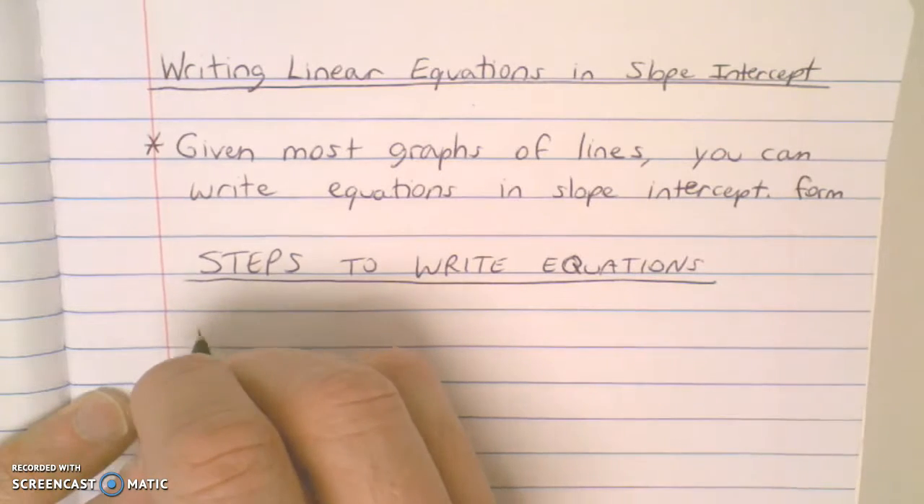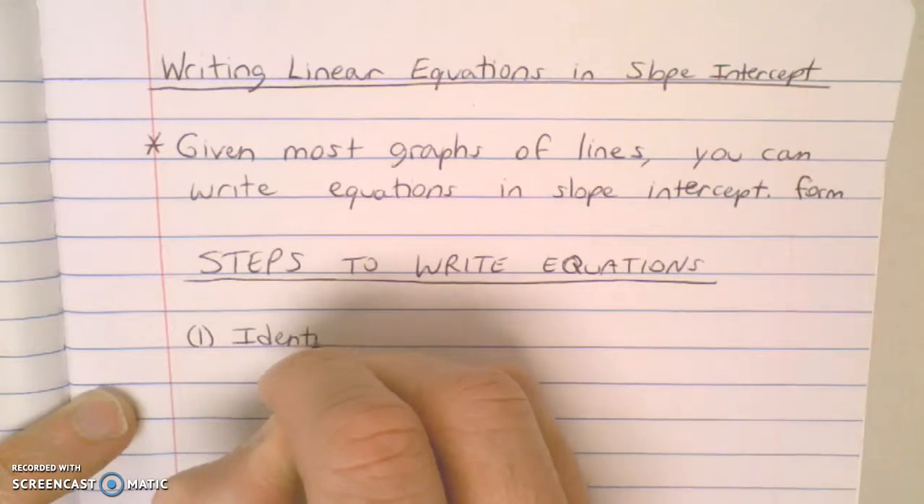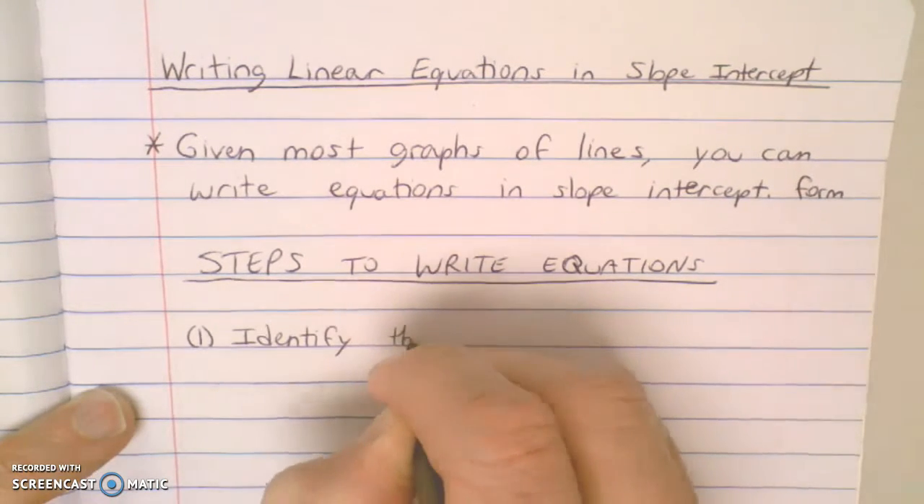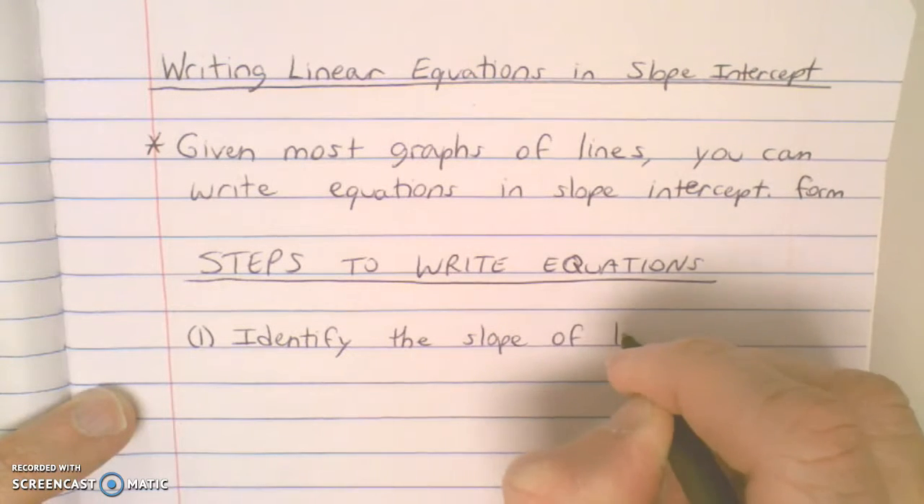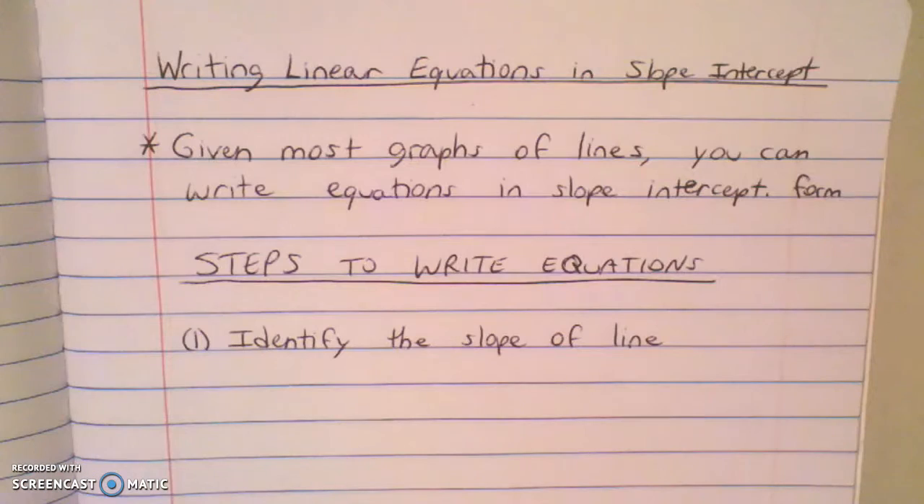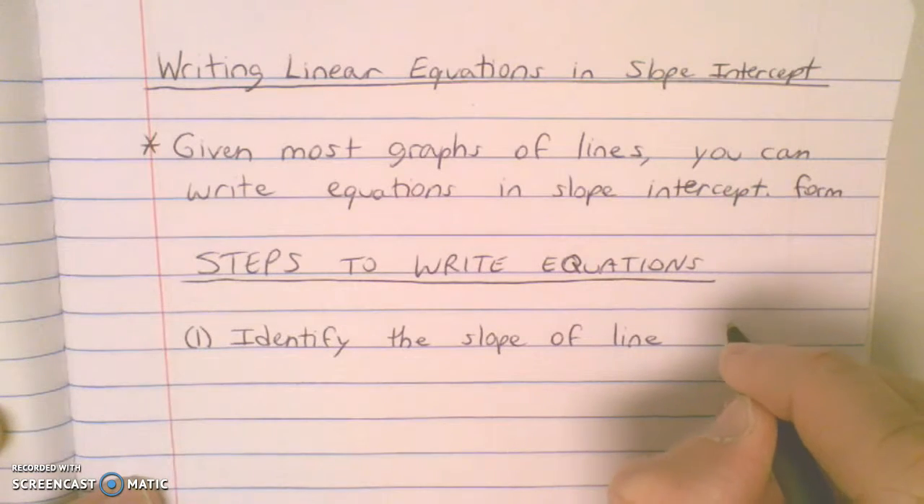First thing you want to do is identify the slope of the line. So you look at your graph and you figure out what's the slope, what's the change in y over change in x. And remember, that's your m value.